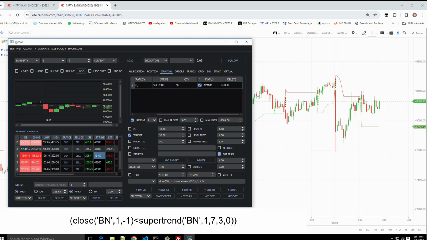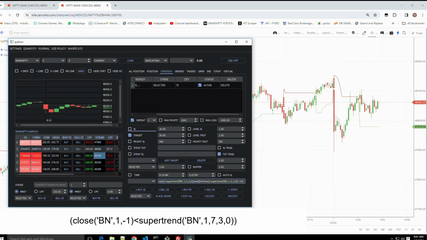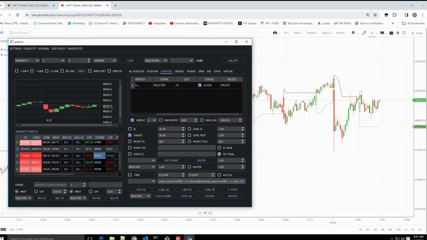Delete this and add this again, because in the previous strategy we have not set the target of 20 rupees. Now we have set the target of 20 rupees and the repeat option. Target and trail is added, so I am adding this again for the call. Okay, let it run. We can also add the put strategy.